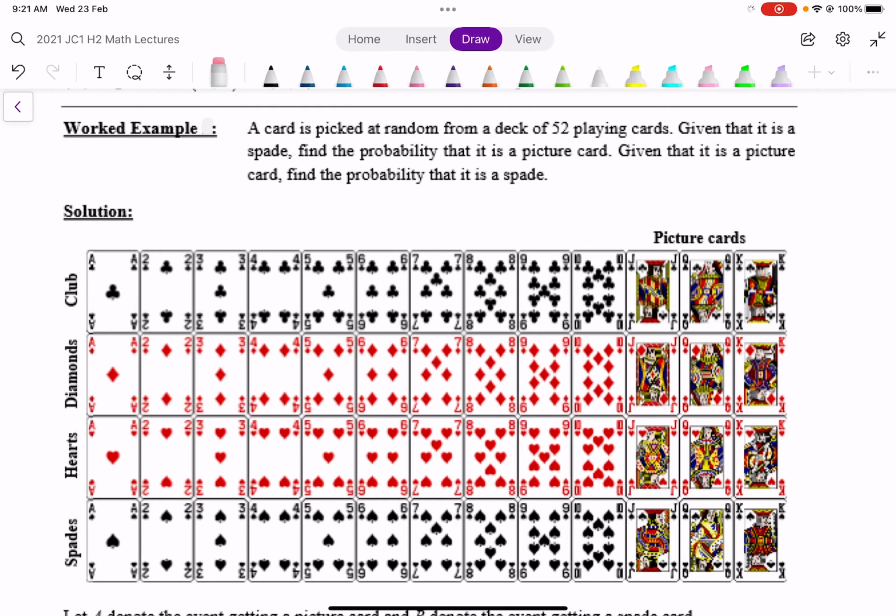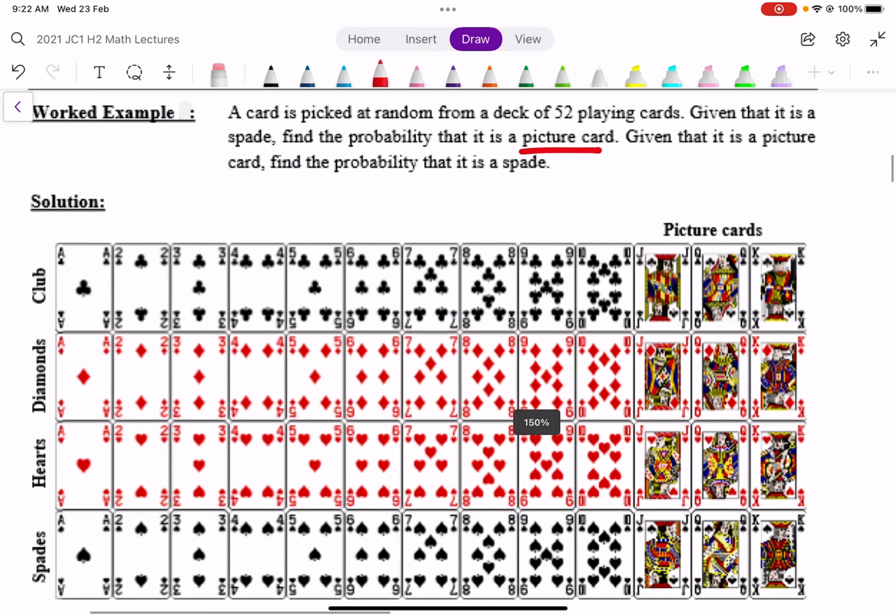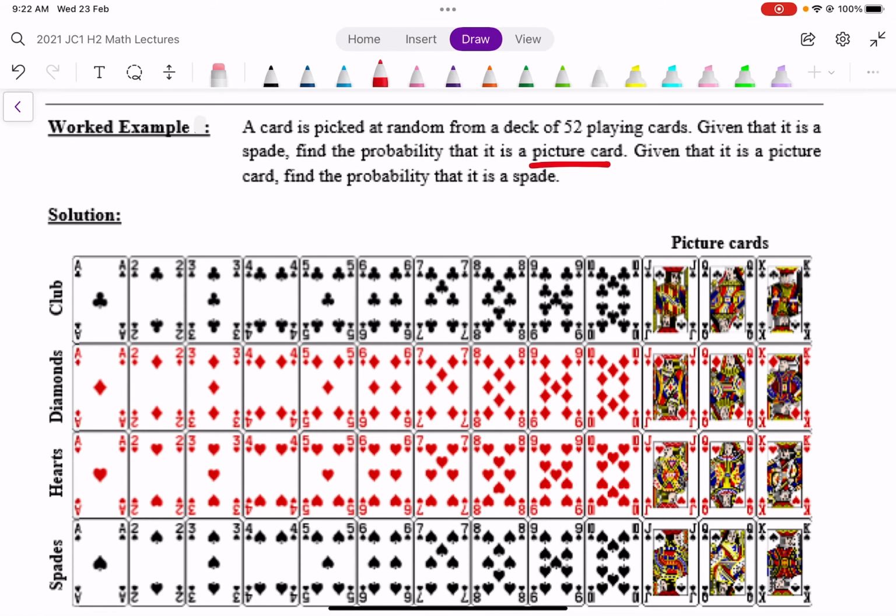Okay, let us take a look at this example. You are given a deck of 52 cards and you are asked to pick a card. The first part of the question wants you to find the probability that the card you pick is a picture card, but there's a condition attached. The condition is that the card is a spade.